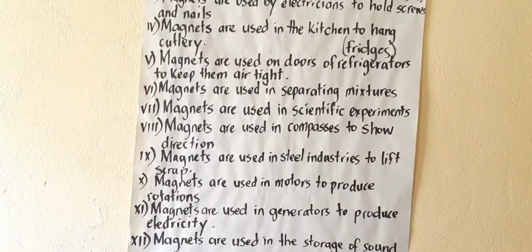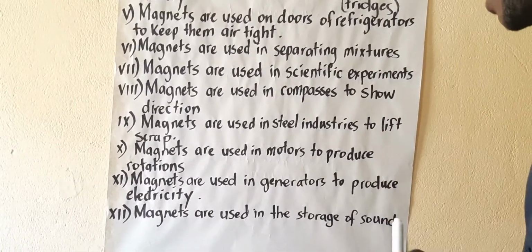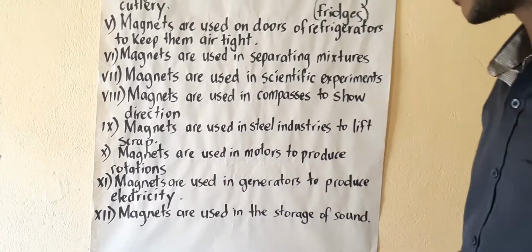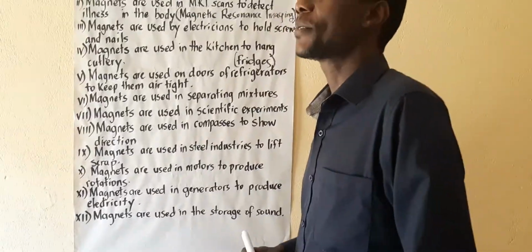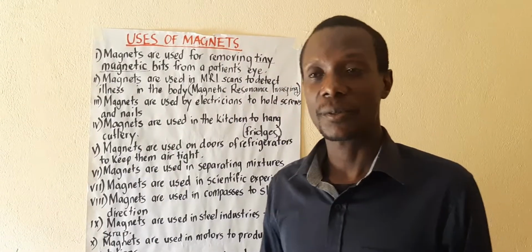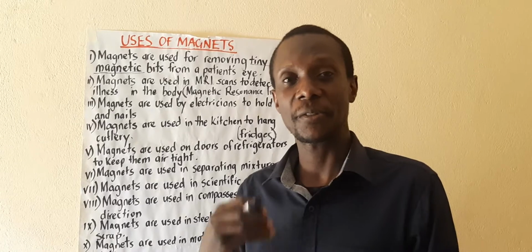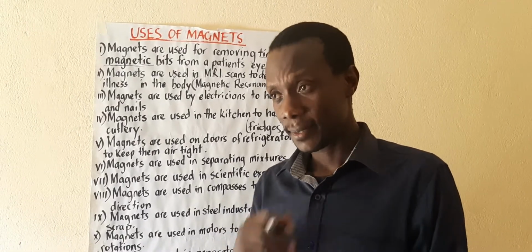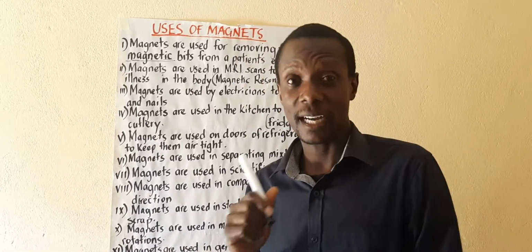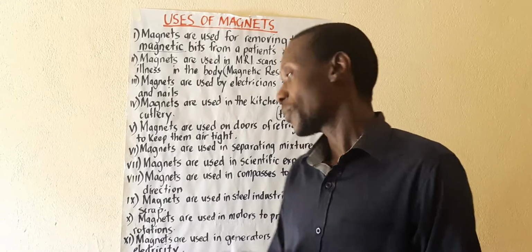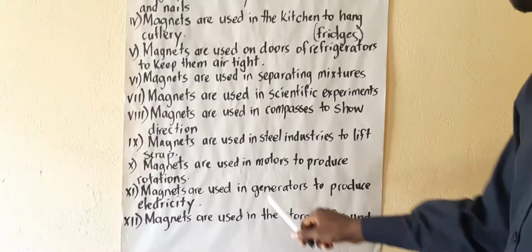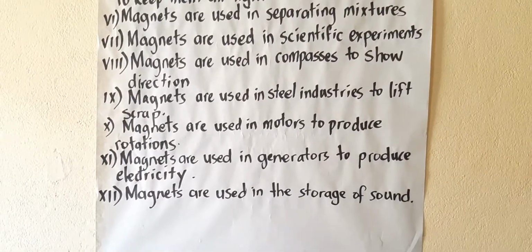Number 10, magnets are used in electric motors to produce rotations. We saw that in the previous sessions where we were discussing examples of devices that use motors, like DVD players, electric fans, and so on. Those have got an electromagnet that is used to produce rotations. Response number 11, magnets are used in generators to produce electricity.